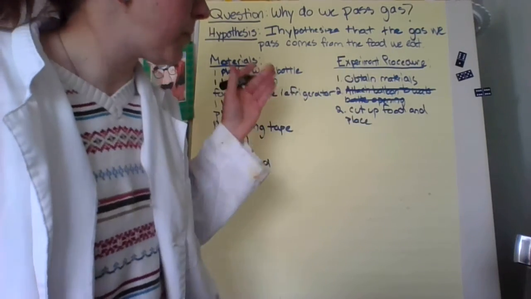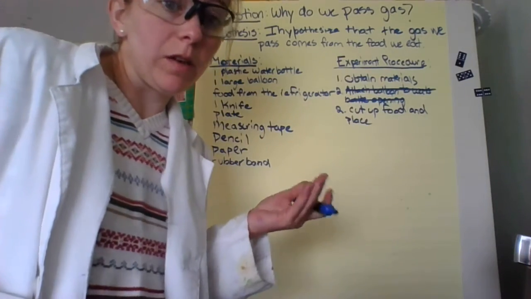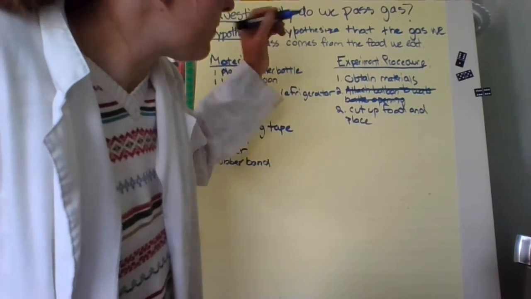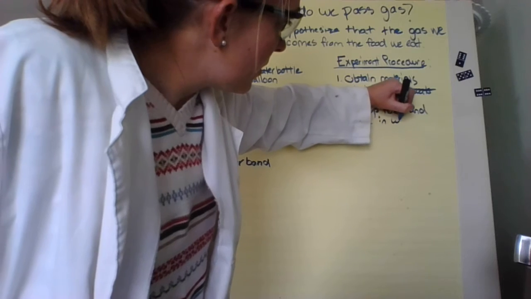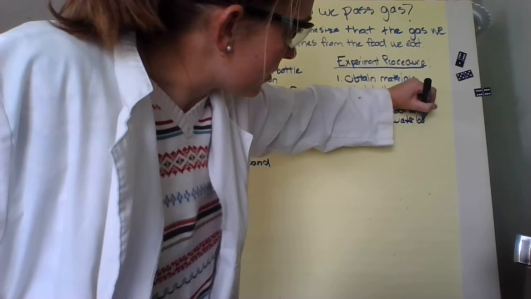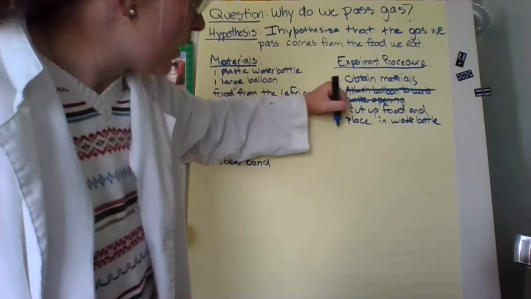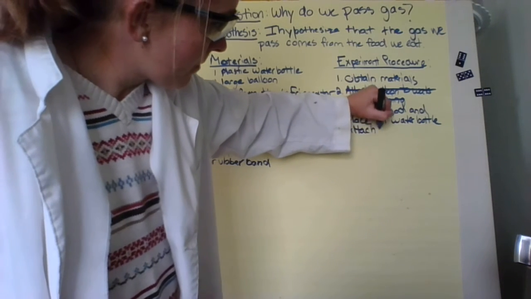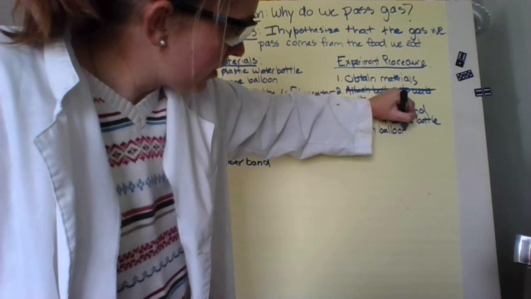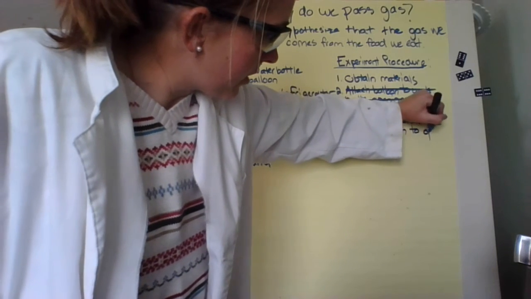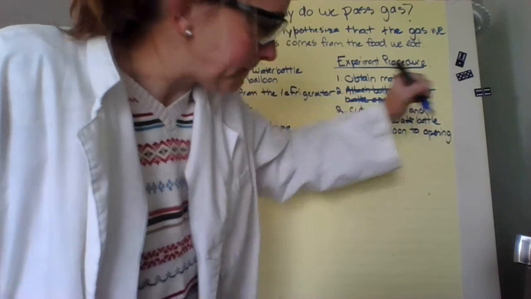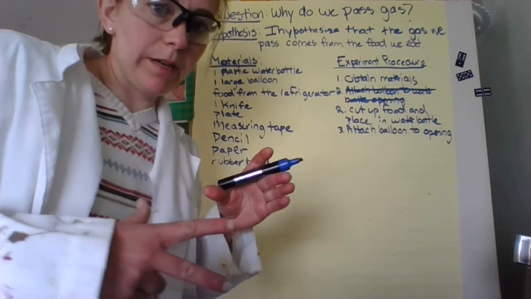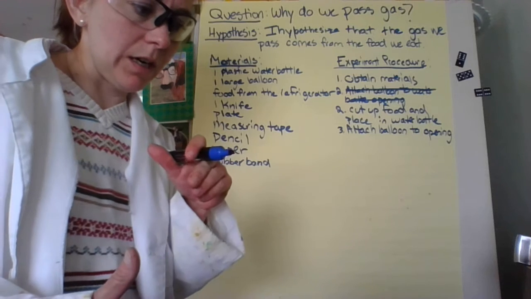As you're writing your experiment procedure, you might come up with things that you're like, oh wait, that probably comes before this one. It's okay to go back and revise. Cut up food and place in water bottle. All right, then I would put the balloon on top. Attach balloon to opening. All right, let's see. So I have my water bottle. I'm trying to think of this in my head with the balloon on top and the food inside.